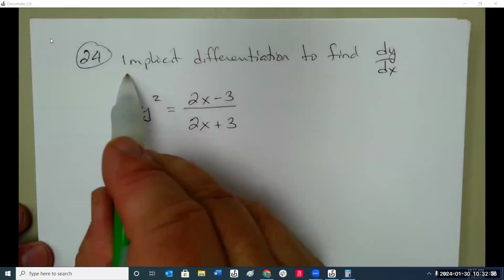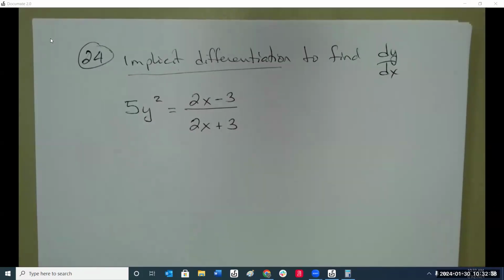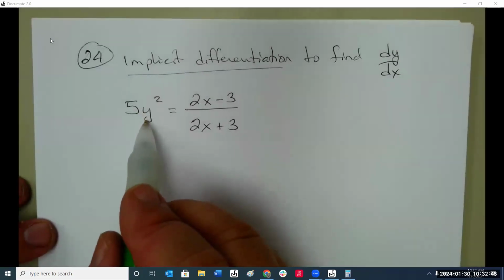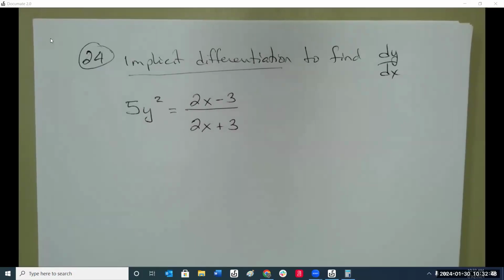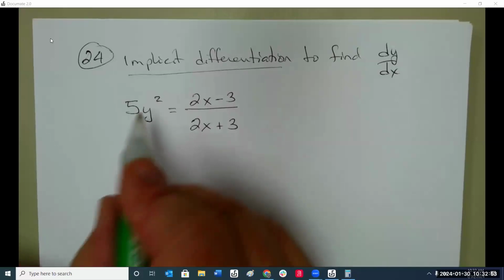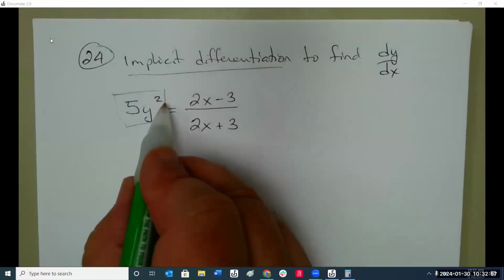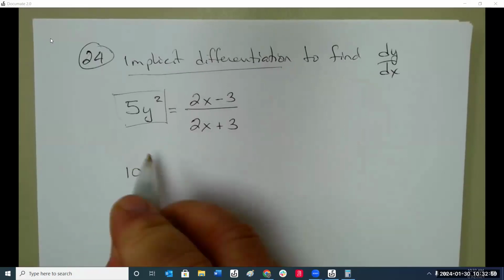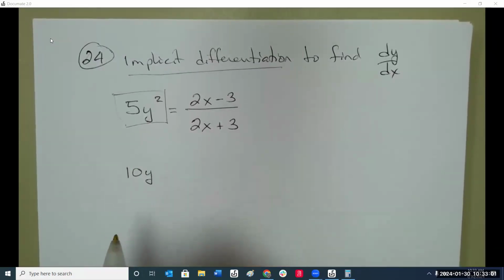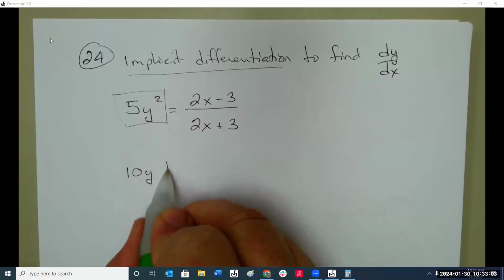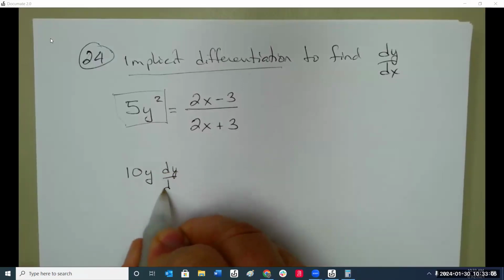What is implicit differentiation? I mean, what is the procedure? You take a derivative of both sides. Of both variables. And whenever you take a derivative of y, you have to put dy dx because y is a function of x. It's a dependent variable. So here, let's take the derivative of this side. 10y dy dx.